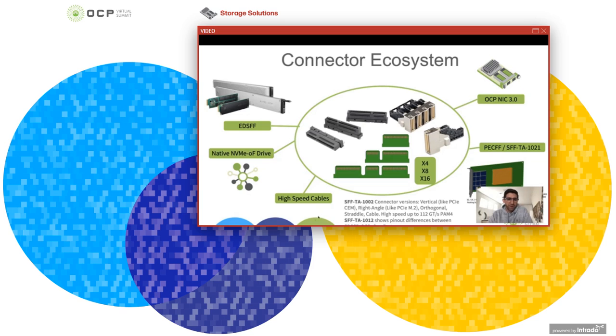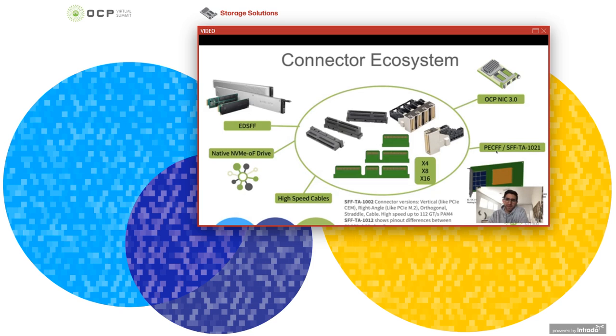The connector itself is also capable of high-speed cables. So there's been some really cool, unique designs where maybe you could cable out from the CPU over a high-speed cable directly to a slot to where you can have really low-cost attach for PCIe Gen 5 and beyond.